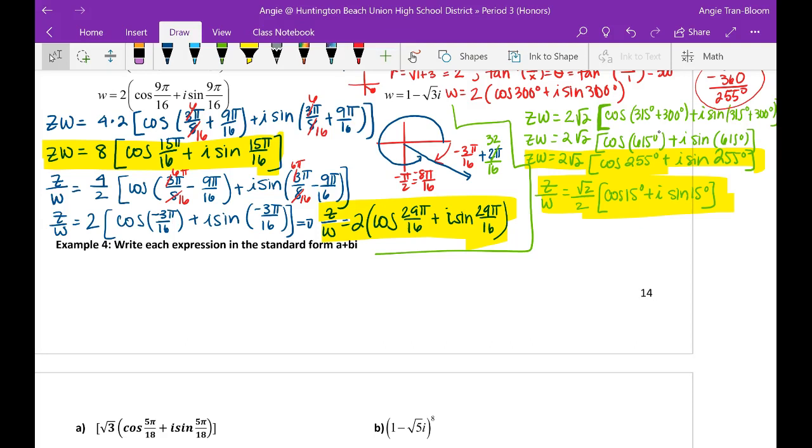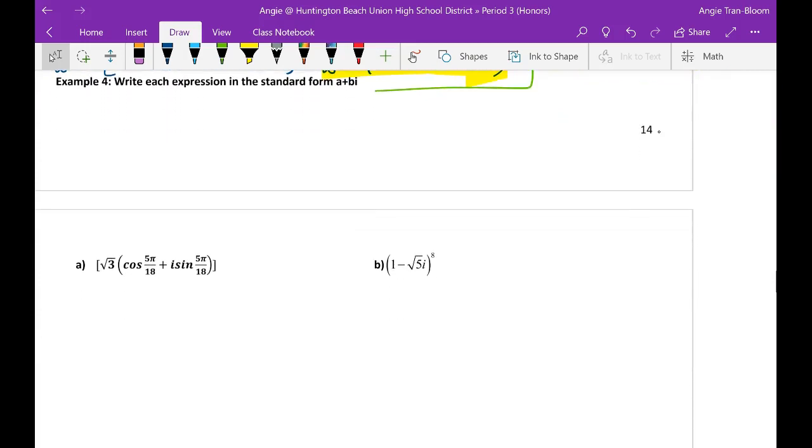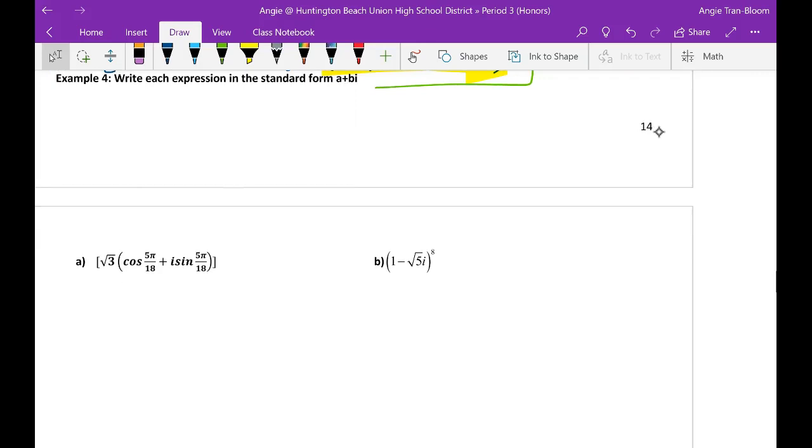Write each expression in standard form of a plus bi. I have some space there, so I guess we'll start down here. A plus bi is the same as just x plus yi, so don't be stressed out if you see different variables. So radical 3 times cosine of 15 pi over 18 plus i sine of 15 pi over 18.